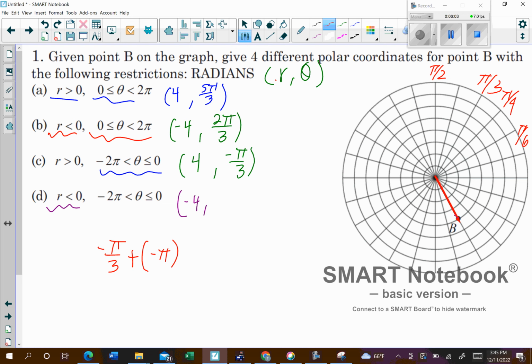So I need to get an LCD. So let's see, we'll have negative pi over 3 plus -3 pi over 3. We add that together, we get -4 pi over 3, and that will be my angle for that one.